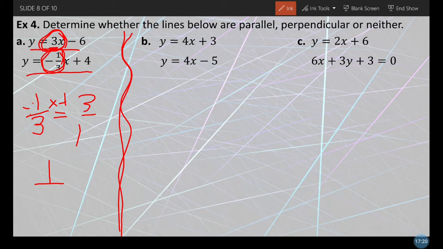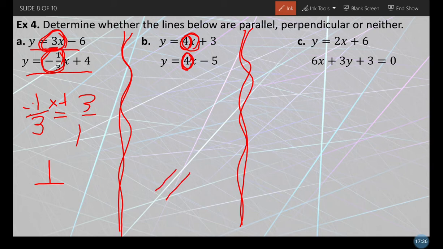B should be pretty easy. y equals 4x plus 3, and y equals 4x minus 5. So whatever's attached to x is the slope. So the slope of the first line is 4, and the slope of the second line is 4. And if the slopes are the same, hopefully we've recognized that those two lines are parallel.